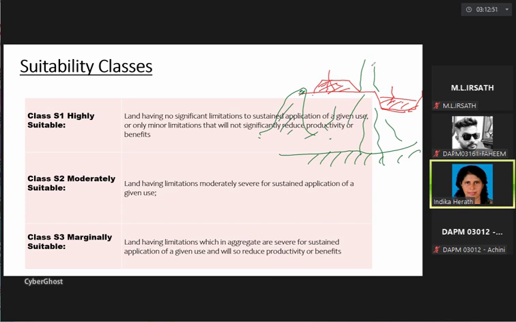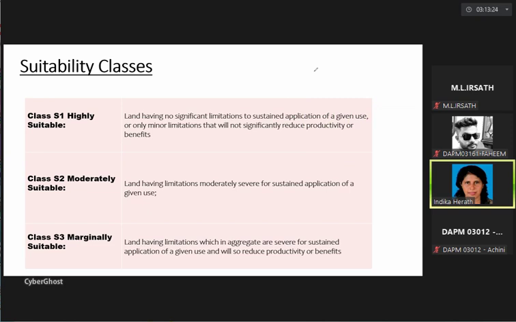So especially for the perennials, maybe tea, rubber, and coconut, those types of crops, we need to consider the suitability of land. Because if you invest in this and it does not grow, then it is going to be a huge waste of money, right? So therefore, we need to know what the suitability is.